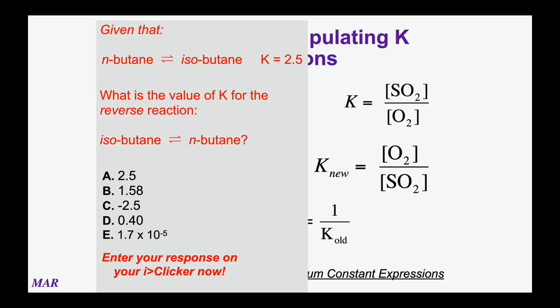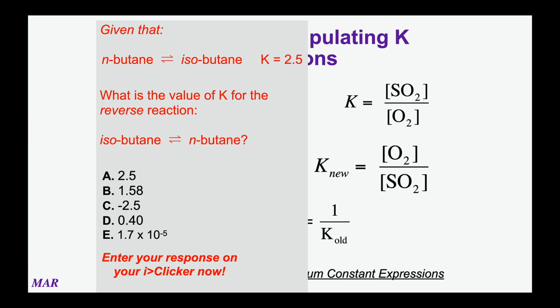Here's a reaction. The compound n-butane is breaking down to isobutane, and it's an equilibrium. Isobutane is also known as 2-methylpropane, or just methylpropane if you want. But anyway, the K value here is 2.5. Well, let's say you wanted to know the value of the reverse reaction. So notice how isobutane was the product. Now isobutane is the reactant, and the n-butane is the product as well.